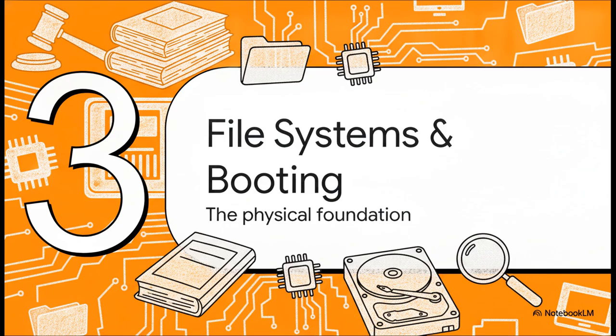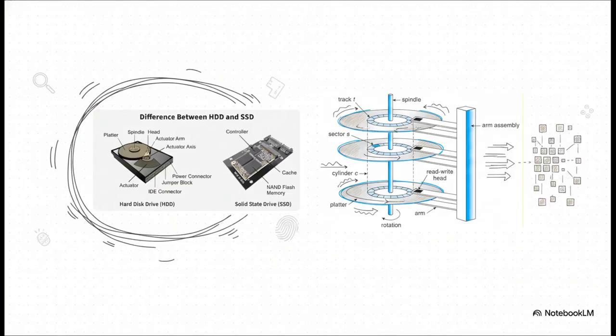All right, Section 3, hardware, file systems, and booting, the physical foundation of digital evidence. We're zooming in now from the legal courtroom process down to the actual metal and silicon where the files live. You've got to know this physical foundation to understand where evidence actually hides. So first up, we have a traditional hard disk drive, or HDD. It uses actual physical spinning magnetic platters.